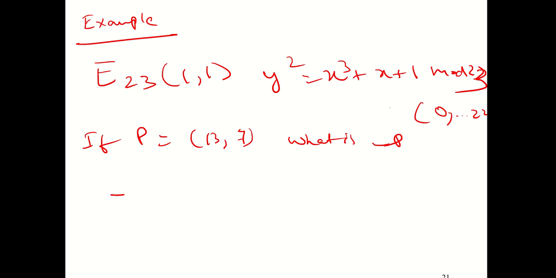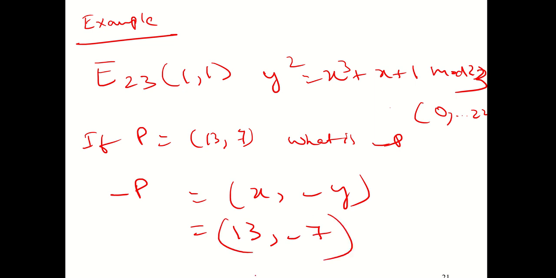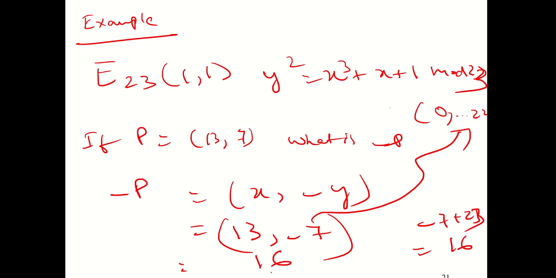What is going to be minus p? Minus p is going to be x comma minus y. The y coordinate will be negative, so it will be 13 comma minus 7. Now minus 7 doesn't come in this set from 0 to 22. Remember, in one particular algorithm we had done the same thing. It's invalid, so to get the value positive, we add 23 to minus 7. Minus 7 plus 23 gives 16.